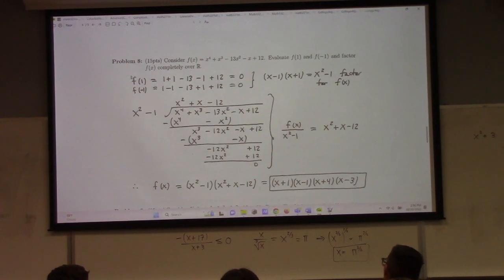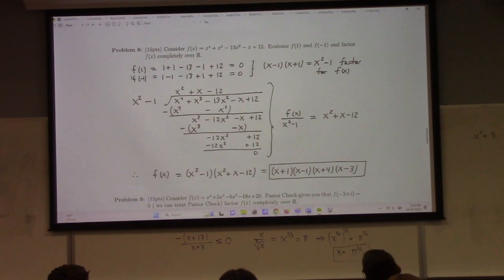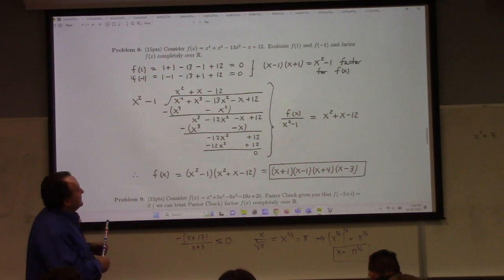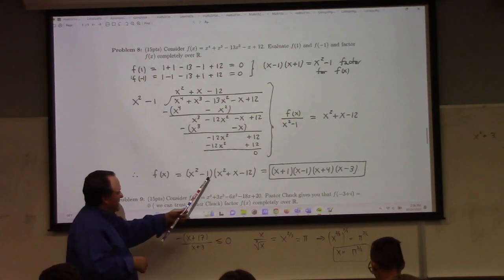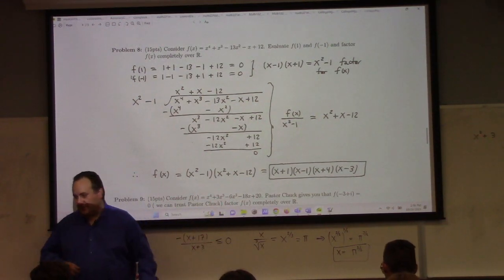Then I said, this is like one of our factoring long division problems. F of 1 and f of minus 1 are both 0. So we could factor, and then we factor the factor, cofactor thing there.